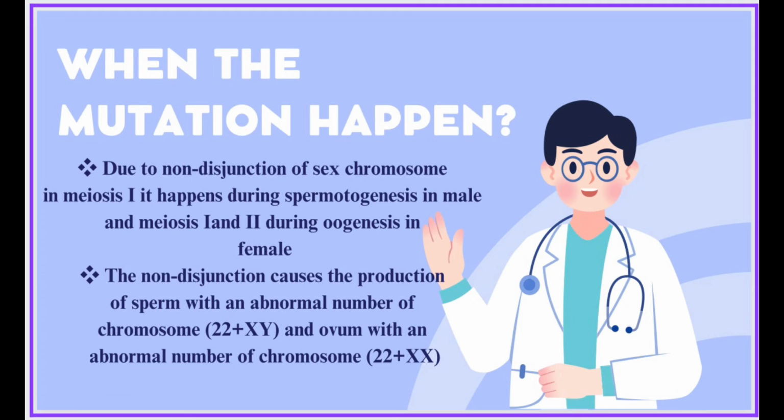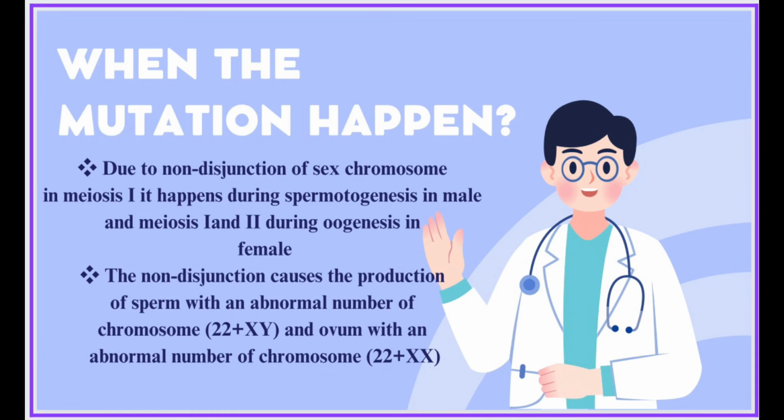Okay, when does the mutation happen? The mutation happens due to the non-disjunction of sex chromosomes in meiosis 1 and meiosis 2. The non-disjunction causes the production of sperm with an abnormal number of chromosomes, 22 plus XY, and ovum with an abnormal number of chromosomes, 22 plus XX. For Klinefelter people, they will have an extra X chromosome.